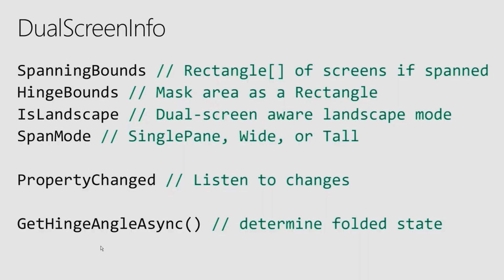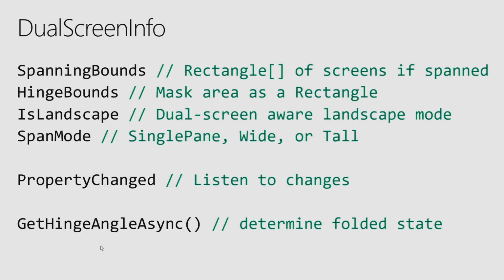Here's a closer look at the dual screen info class. Spanning bounds gives you rectangles for each screen that the app is visible on. Only one rectangle on regular devices or if the app is a single screen, but two if it's spanned. Hinge bounds is the opposite. It gives you the area of pixels hidden by the seam. As I mentioned earlier, the Surface Duo and Surface Neo handle this differently, but if you code against the values from this API, you shouldn't have any issues.